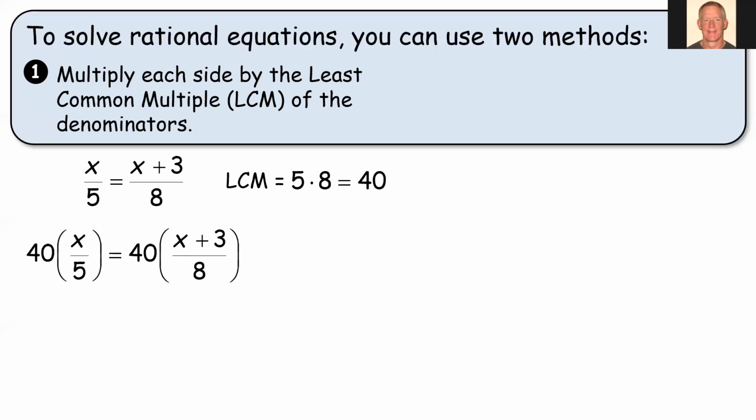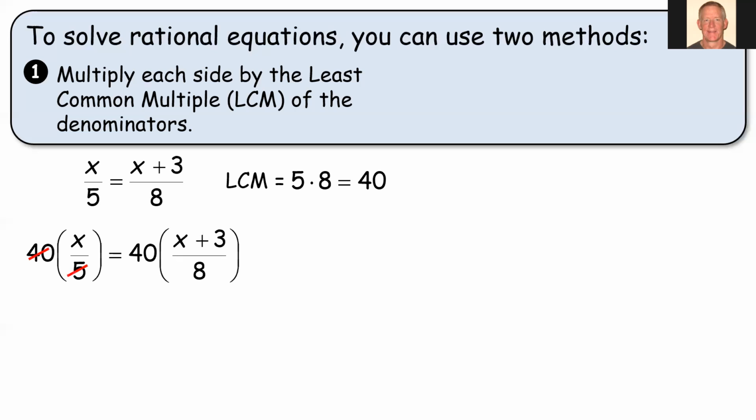All right, so let's do that. Notice we're going to multiply both sides of the equation by 40, right? As long as we do it to both sides, we're good. And now we can simplify. And as we simplify, we should get rid of the denominator. That's the whole goal here. So we have a simple equation to solve.